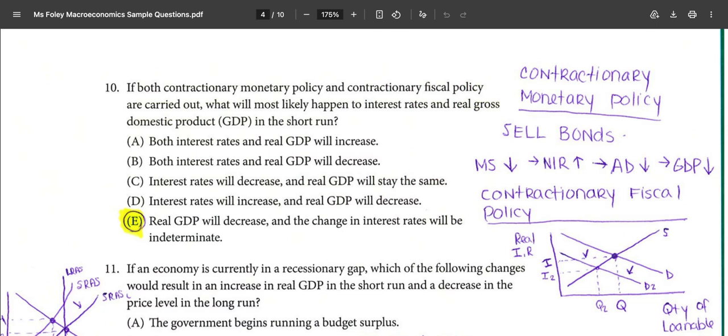Okay. If we did contractionary fiscal policy, that might be something like decreasing government spending, decreasing government transfers, or increasing taxes. So for both of those, the real GDP will decrease in both situations, but interest rates go down with the fiscal policy because you're increasing taxes or you're decreasing government spending. And when you sell bonds, which is the monetary policy, that's going to increase the nominal interest rate. So it's indeterminate. The monetary policy is pushing interest rates up.